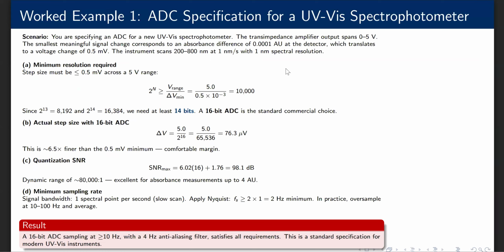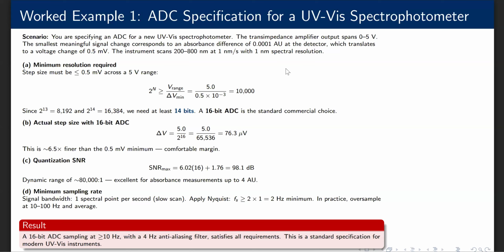Here we have a scenario where you're specifying an ADC for a new UV-Vis spectrometer. The transimpedance amplifier from our previous lecture outputs 0 to 5 volts. The smallest meaningful change is 0.0001 absorbance units, which corresponds to 0.5 millivolts at the detector output. The instrument scans 200 to 800 nanometers at 1 nanometer per second with 1 nanometer resolution. Okay, so we move on to part A, which is the minimum resolution. We need a step size no larger than 0.5 millivolts across a 5-volt range.